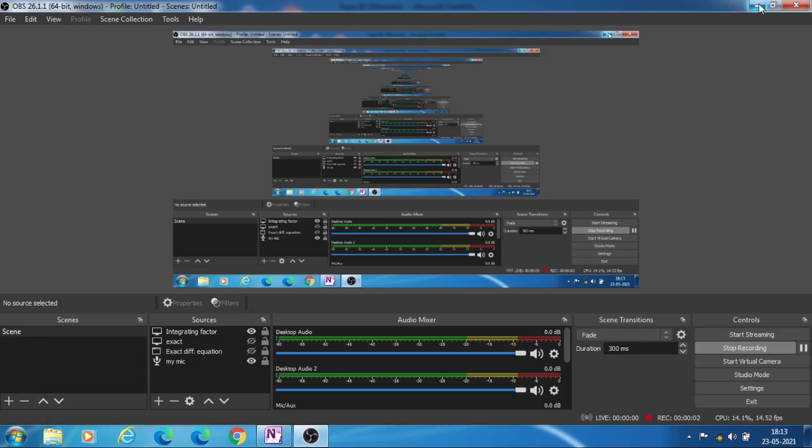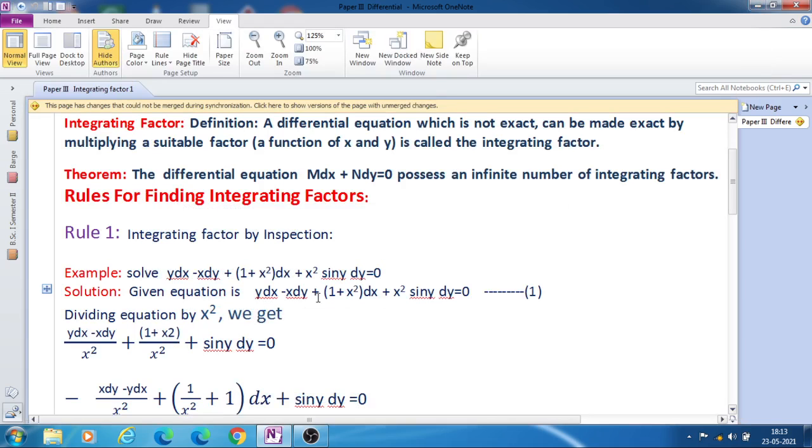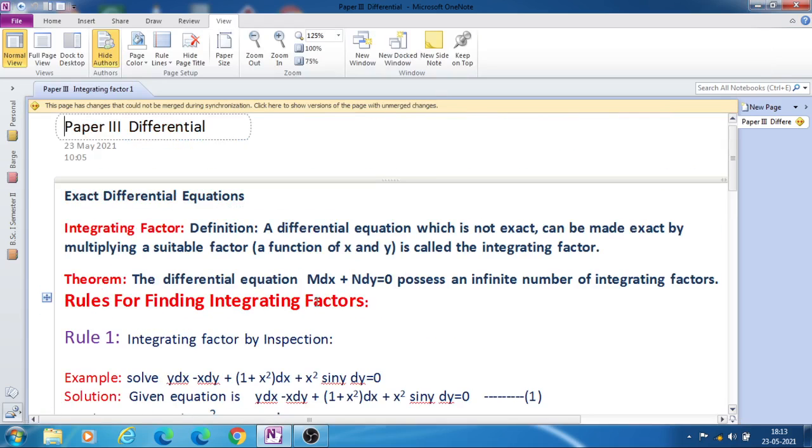Hello students, in the previous lecture we have seen how to solve exact differential equations. Now in this lecture we will see what is an integrating factor. So let us see the definition of integrating factor.